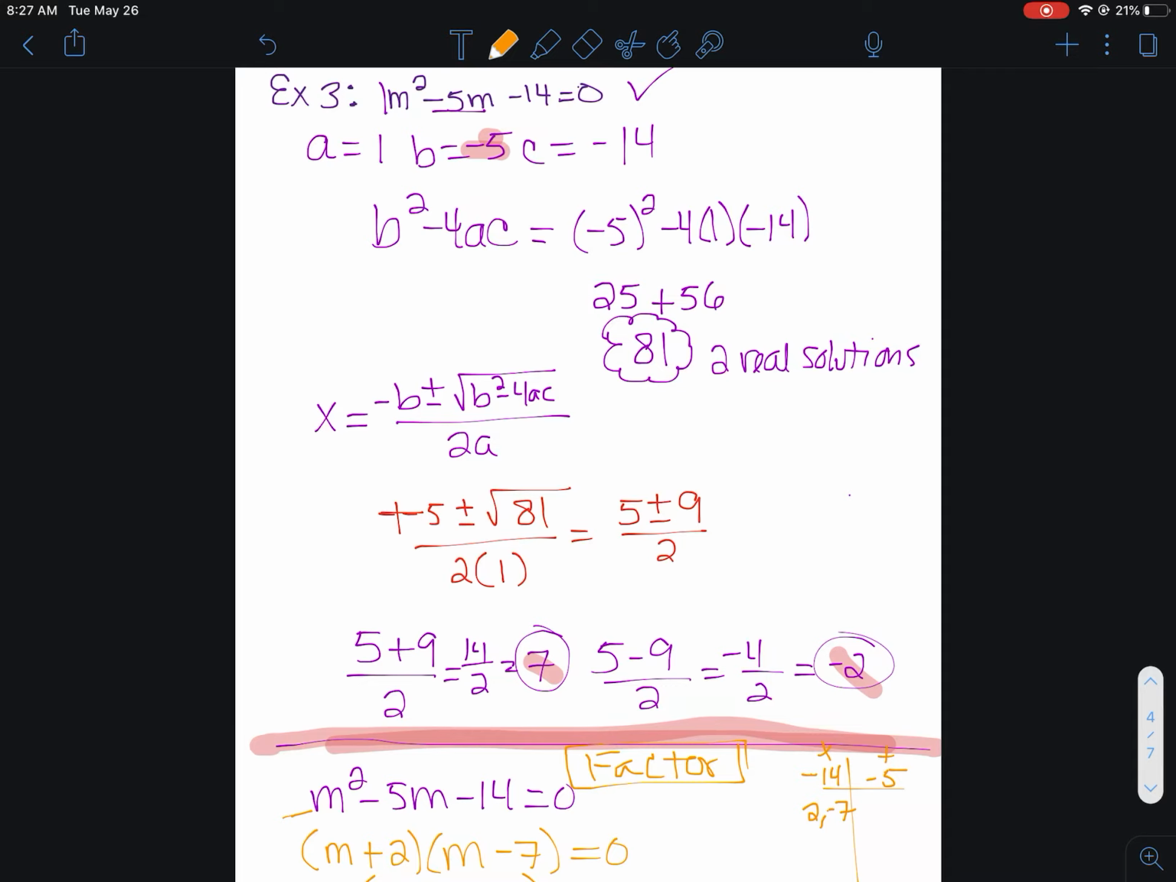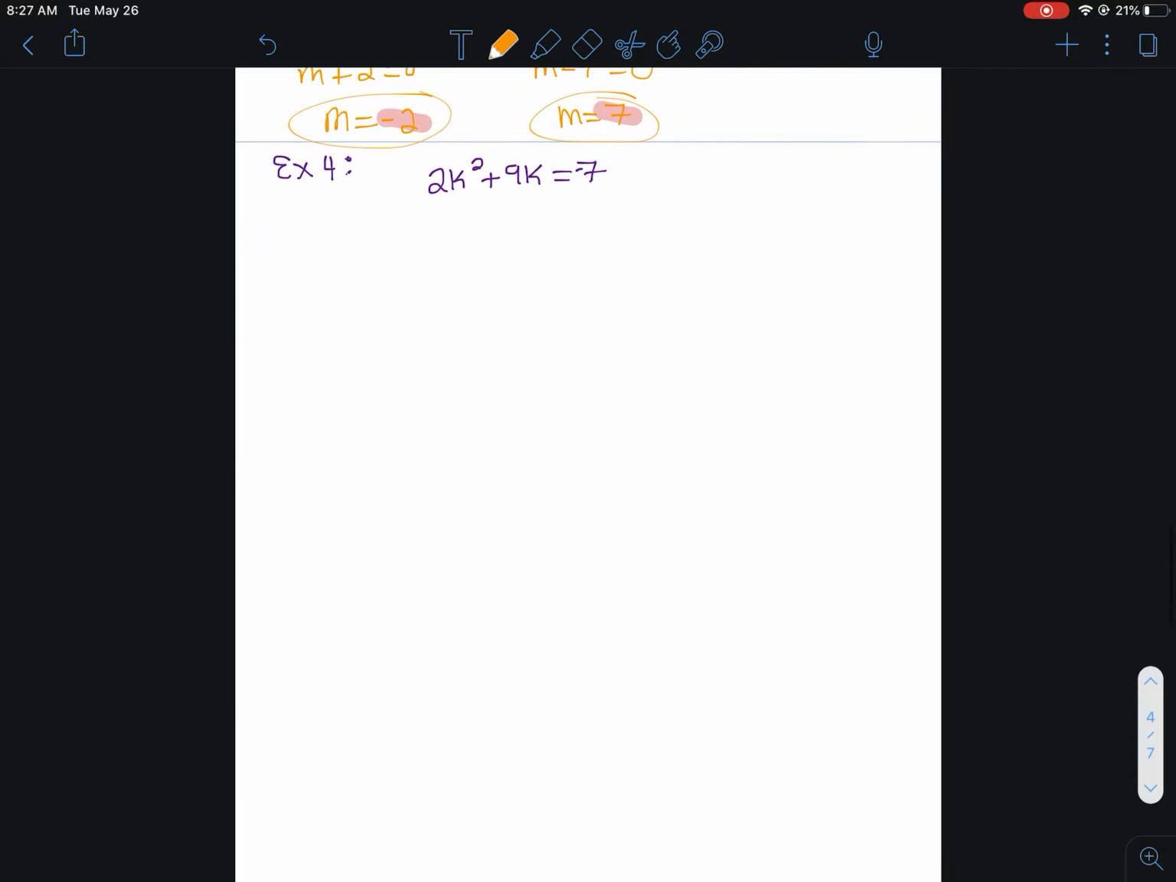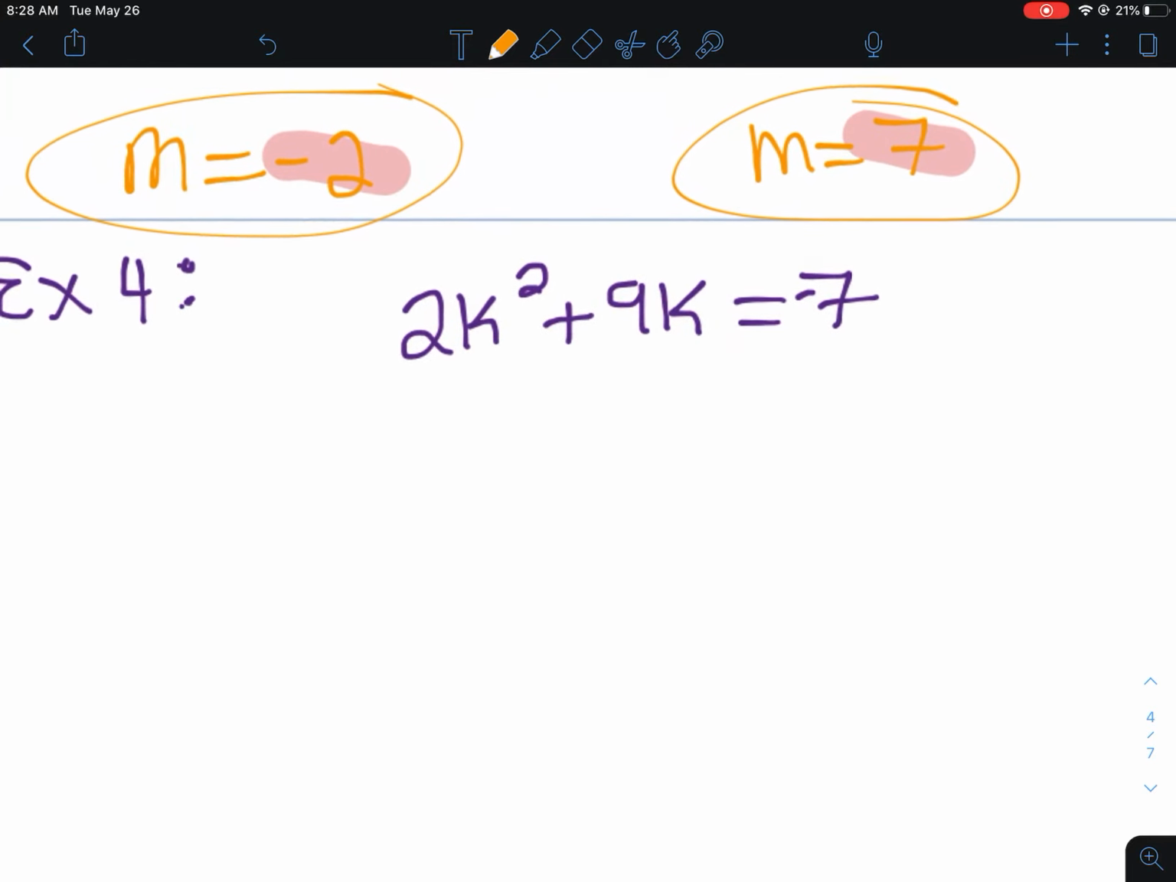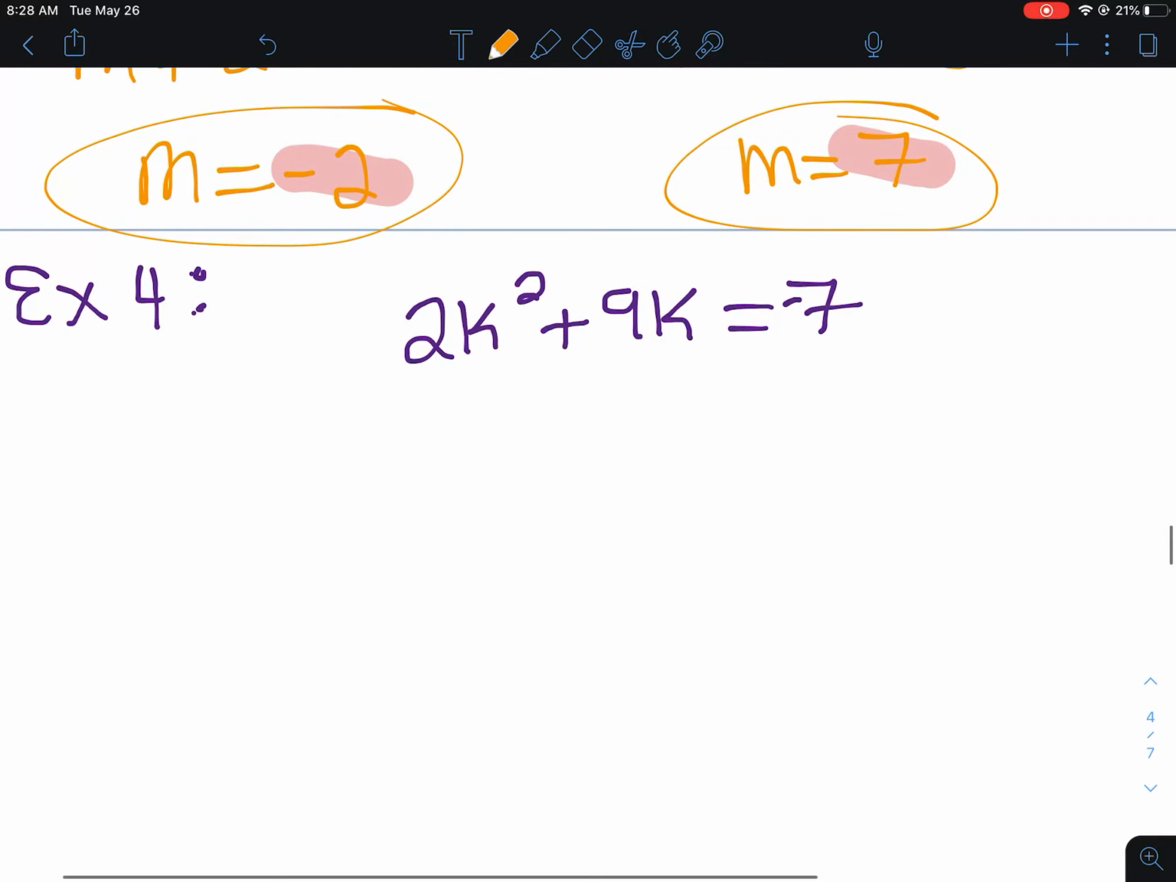So it sort of depends on the problem, but I just wanted to point that out to you, okay? And let's do one more here. So 2k squared plus 9k is equal to negative 7. So our first rule of the quadratic formula, or actually solving any of these quadratics, is to put it in standard form and get it equal to 0.